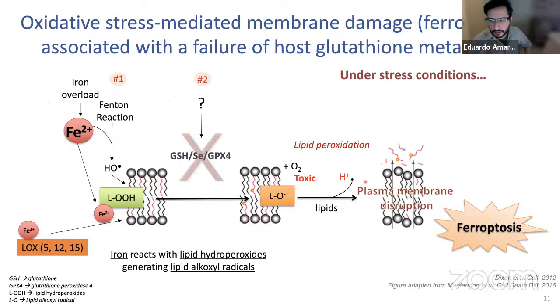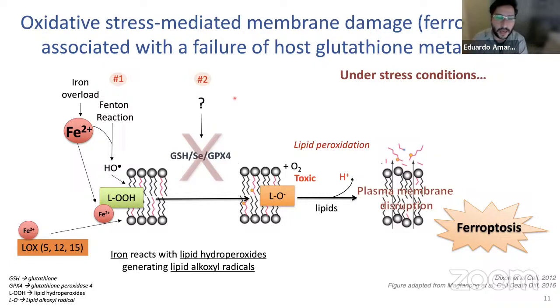However, under stress conditions, for example, in infectious disease, which I've been studying for many, many years, we have two events happening in parallel. The first event is iron overload, which will feed more Fenton reaction, amplifying the generation of lipid ROS. On the other hand, iron can be utilized by lipoxygenases to induce lipid peroxidation. So basically, lipid peroxidation can be induced through the Fenton reaction and also through the activity of lipoxygenases.